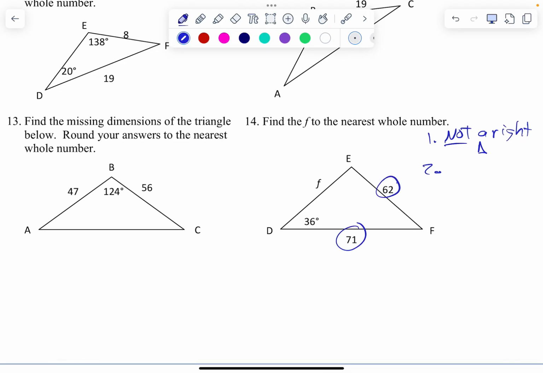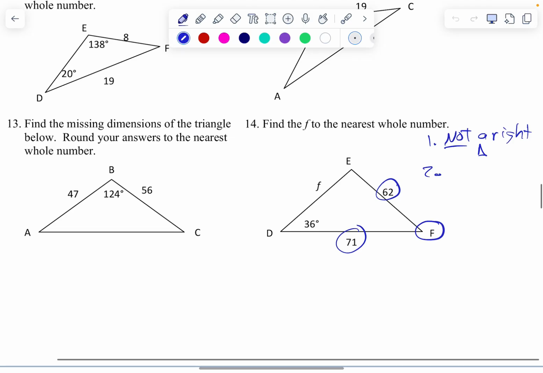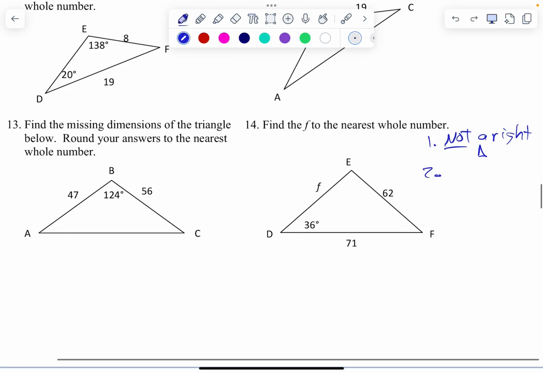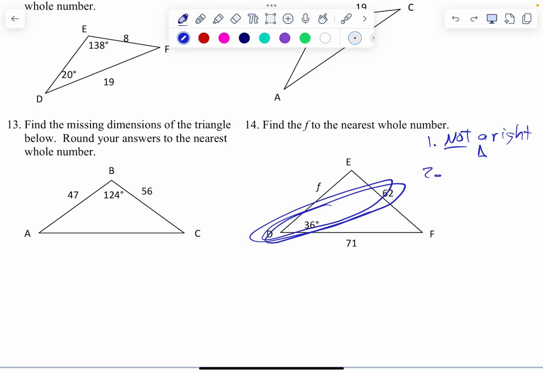Well, we're only given 2 sides. Is the angle between those 2 sides? It's not. Between would have to be f. So it's not side angle side, it's not side side side. So don't use law of cosines. What about this? What have we called that?